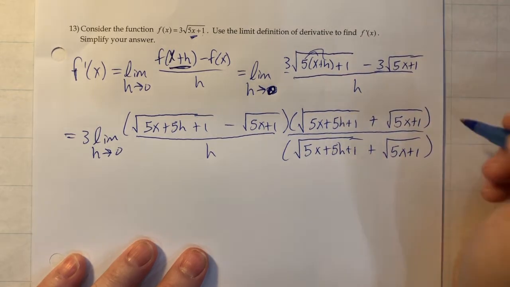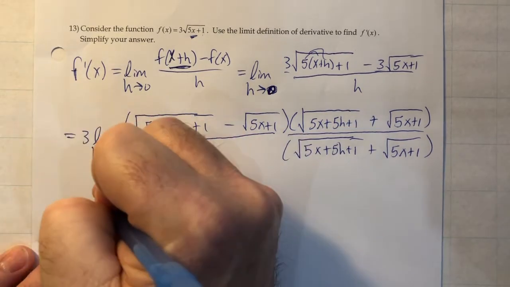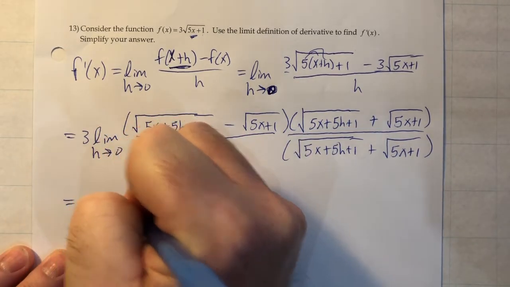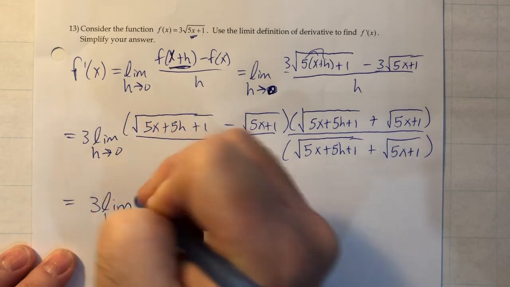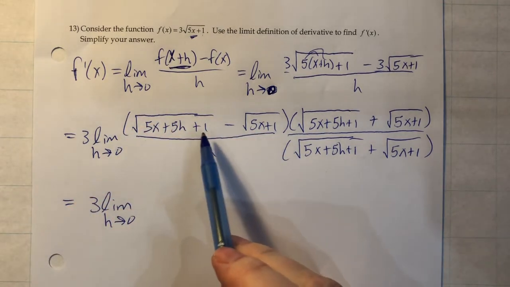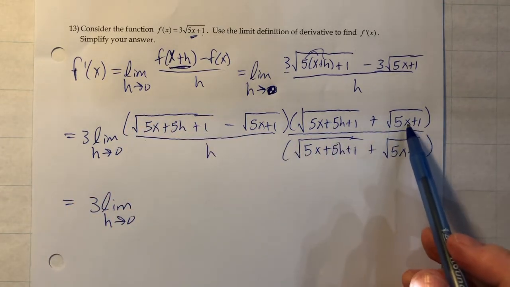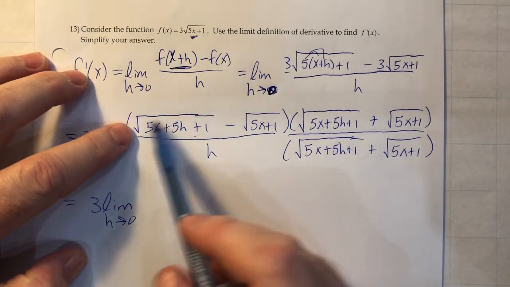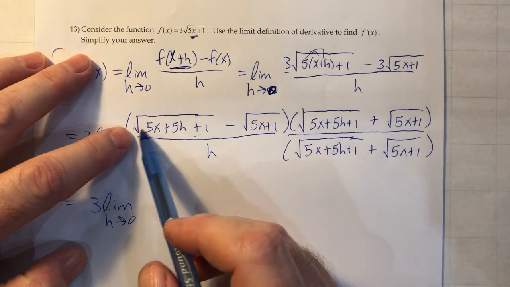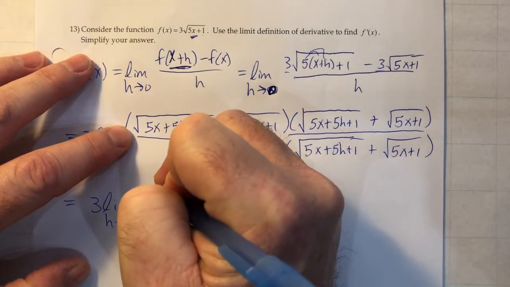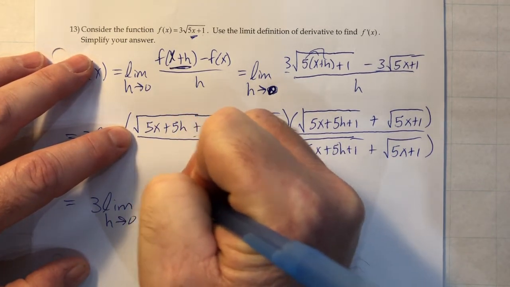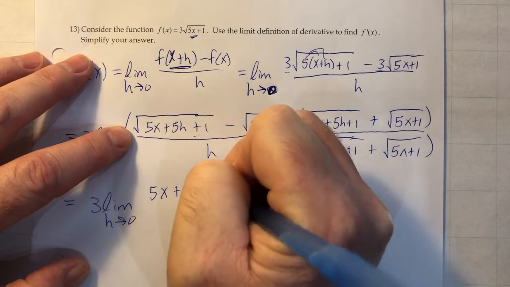And why is that beneficial? Because when we multiply by the conjugate, which is what we just did there, you end up getting an a minus b, a plus b situation, which results in an a squared minus b squared. So this is our a. If we square it, the square root and the square cancel. So our a squared ends up being just 5x plus 5h plus 1.